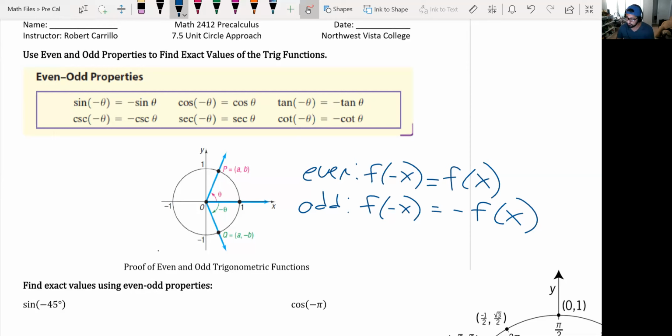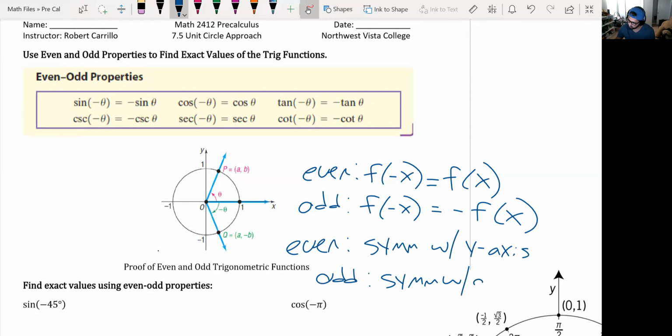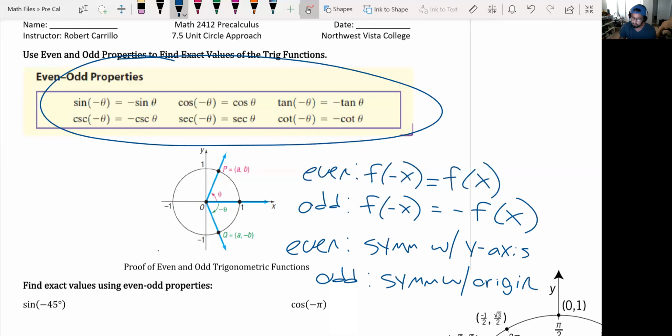Also, to go along with even functions, if you're even, you are symmetric with the y-axis. If you're odd, you are symmetric with the origin. Okay. Well, these are the algebraic properties for even and odd functions, and we can apply them to trig functions, which is great.